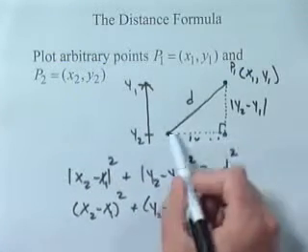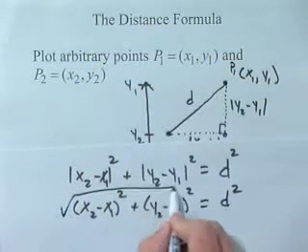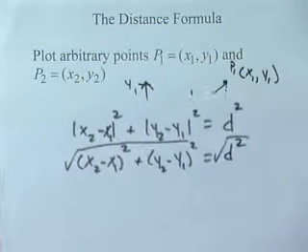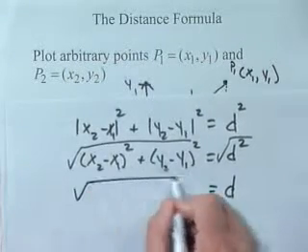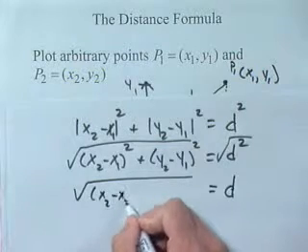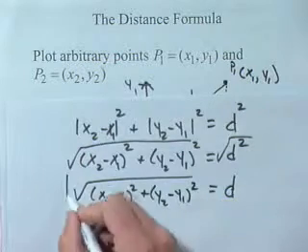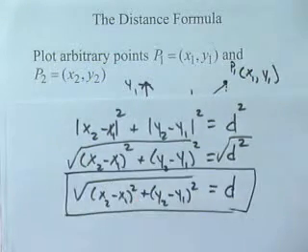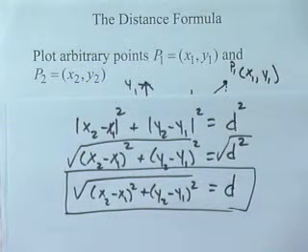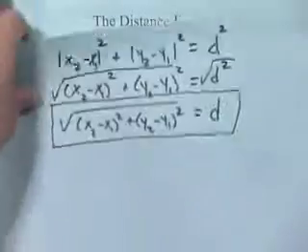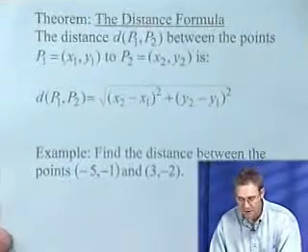Now if I just want to solve for d, I can certainly take the square root of both sides. Okay, and I'm left with d over here is equal to the square root of x2 minus x1 squared plus y2 minus y1 squared. And there is the distance formula. So that formula you definitely need to memorize, but I'm going to go ahead and write it again. Try to derive it. It's not too difficult to derive.